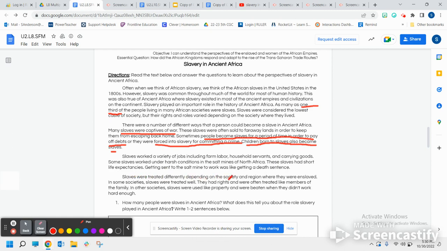Slaves were treated differently depending on the society and region where they were enslaved. In some societies, slaves were treated well. They had rights and were often treated like members of the family. In other societies, slaves were used like property, and were beaten when they didn't work hard enough.